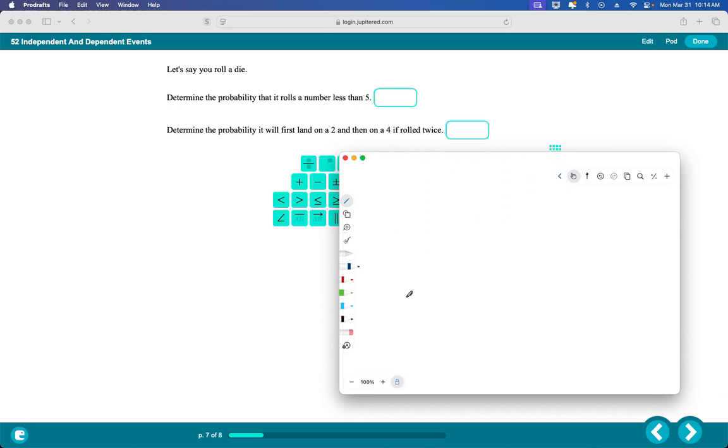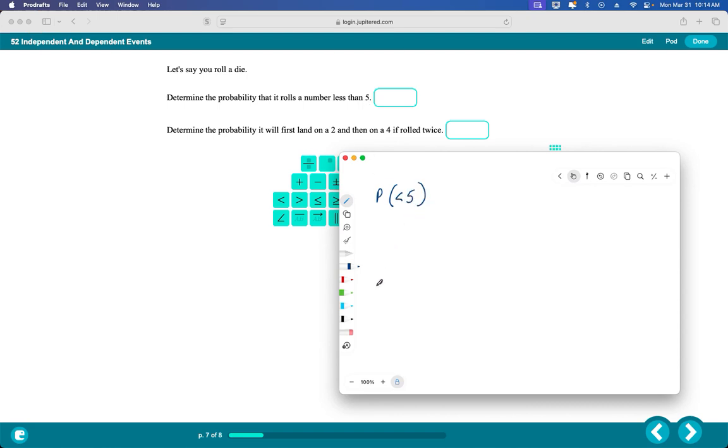Okay, let's say we roll a die. A die is the thing that you use in Yahtzee, and it's got numbers 1 through 6 on it. It has 6 sides. You might even have one around your house somewhere. We're going to determine the probability that it rolls on a number less than 6. I'm sorry, less than 5, not less than 6. We want it to be less than 5.